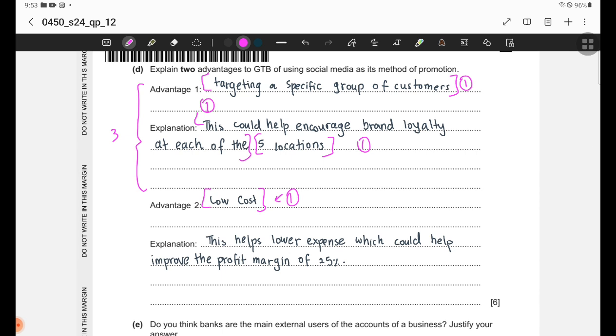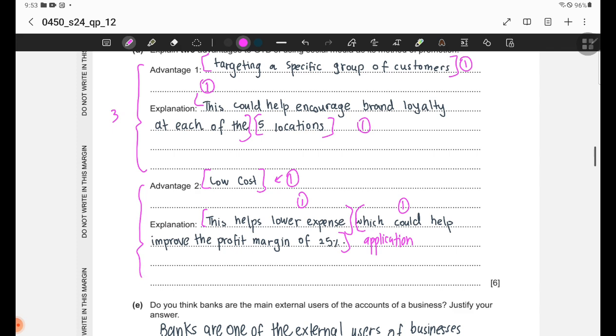Okay, so this helps lower the expenses. Why is it helpful for GTB? This is the answer, which could improve profit. This is the application. And then this is your answer, which is 1 mark and 1 mark, and then total 3 marks.